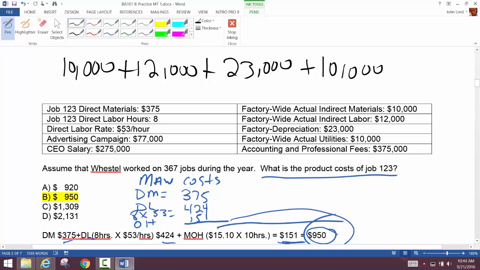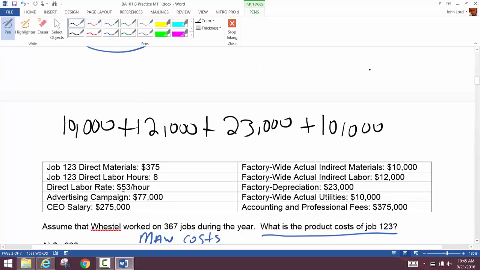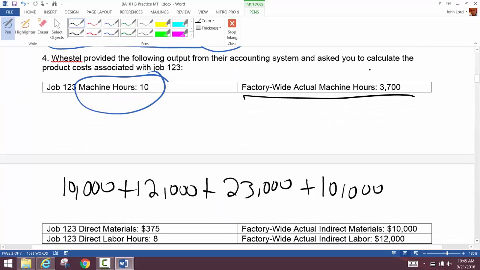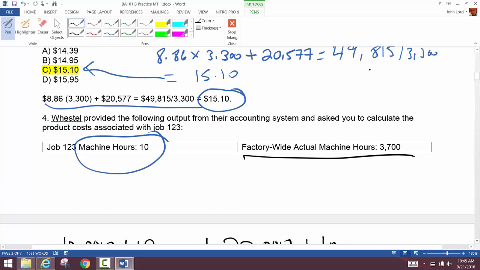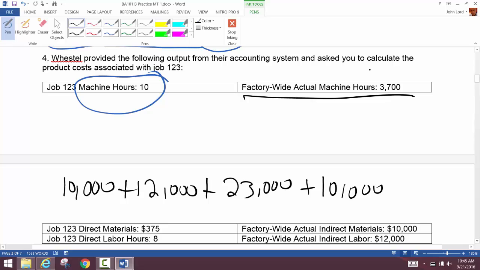There's factory-wide actual machine hours on the other page, the previous page. Does that get included in your calculation? How do you want me to include that? The actual machine hours, yeah, 3,700. You want me to add that to these dollar amounts? These are hours. These are dollars. Huh? Okay. No, that's fine.